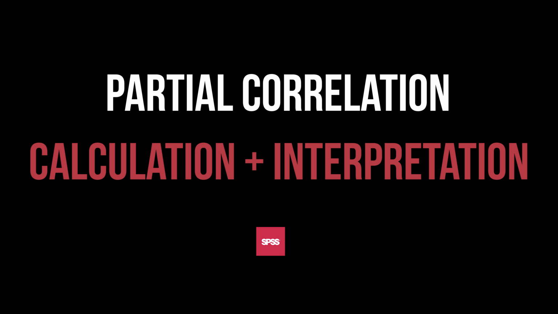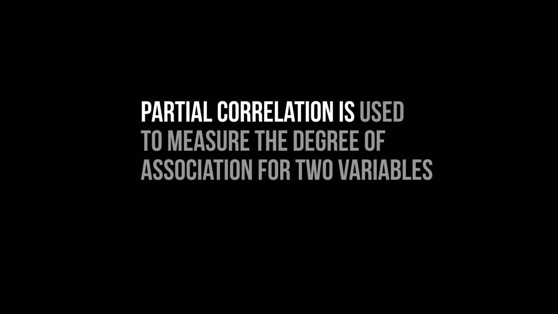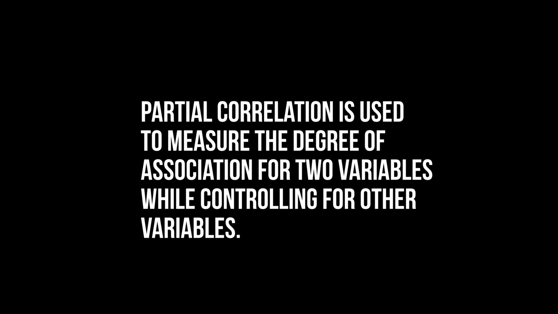This tutorial shows how to perform a partial correlation in SPSS. Partial correlation is about analyzing the relationship between two variables whilst controlling for the effect of a third variable.